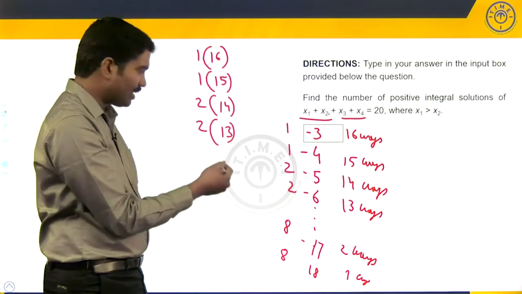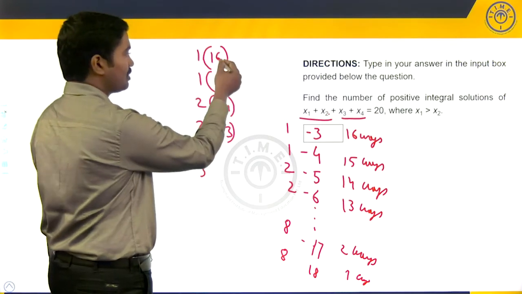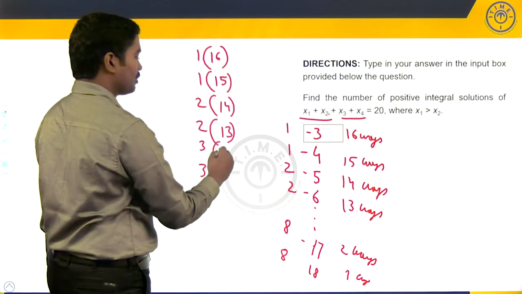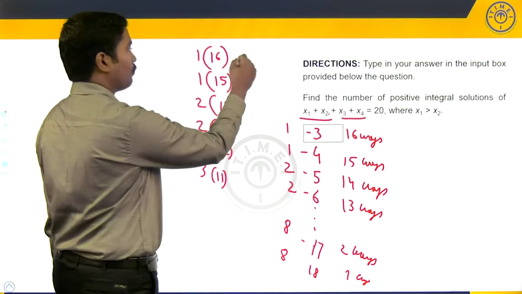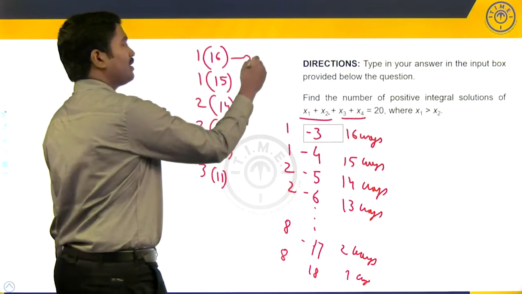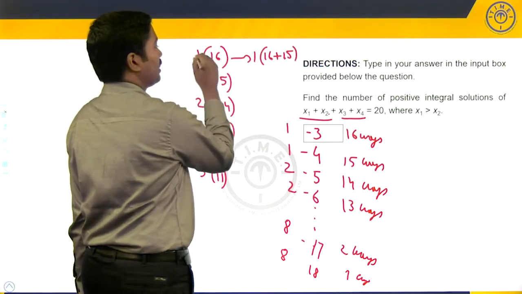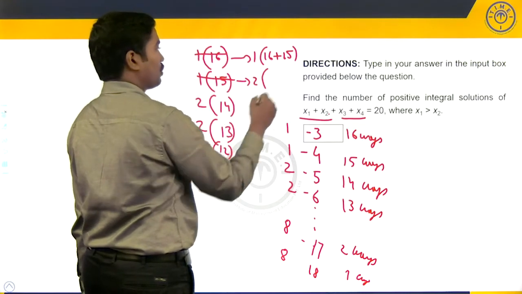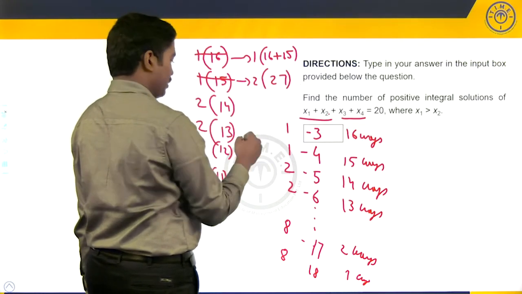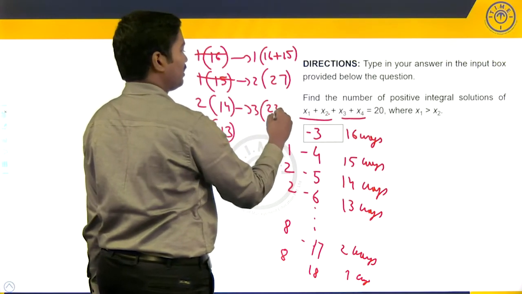The next one, can we guess what it is going to look like? 3, 3. And what will this look like? 16, 15, 14, 13. This will be 12 and this will be 11. So what does this translate into? 1 times 16 plus 15. We are adding 2 at a time. Next, 2 times 14 plus 13, 27. Next, 3 times 12 plus 11, 23.